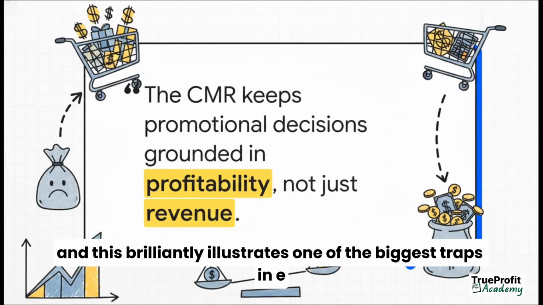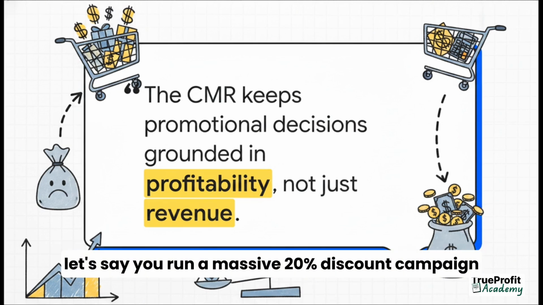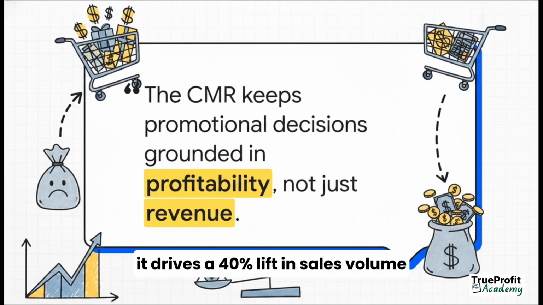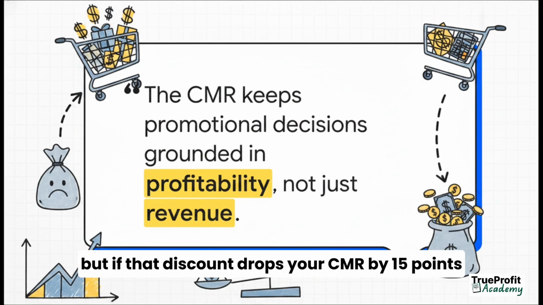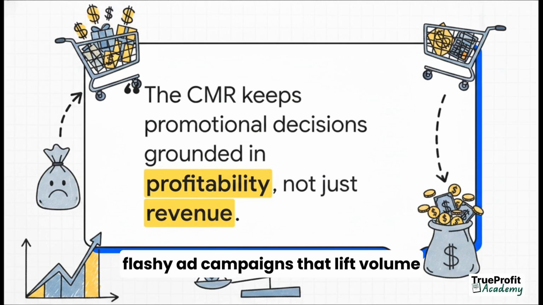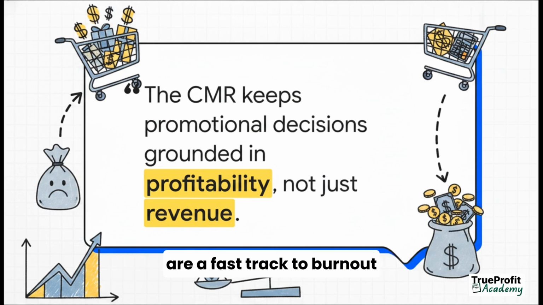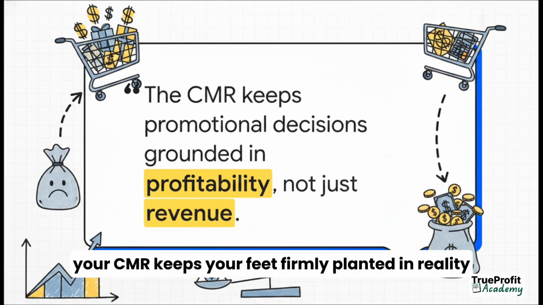And this brilliantly illustrates one of the biggest traps in e-commerce, evaluating your marketing spend purely on volume. Let's say you run a massive 20% discount campaign. It drives a 40% lift in sales volume. Sounds like a huge win, right? But if that discount drops your CMR by 15 points, the math might actually mean you're losing money on that surge in sales. Flashy ad campaigns that lift volume but destroy your actual unit profitability are a fast track to burnout. Your CMR keeps your feet firmly planted in reality.